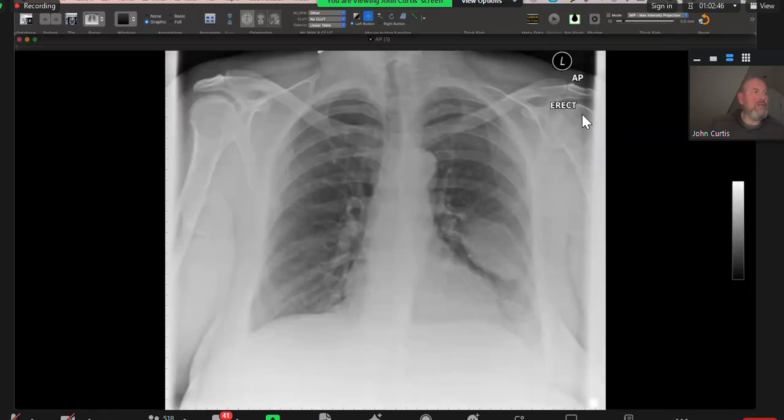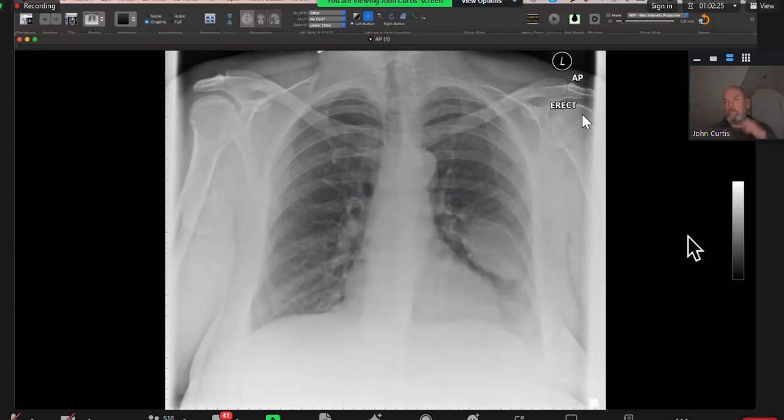Okay, have a look at that chest X-ray. This patient is seeing their GP with a history of hypertension. Okay, so I'm presented with a chest radiograph of an adult patient who has hypertension.